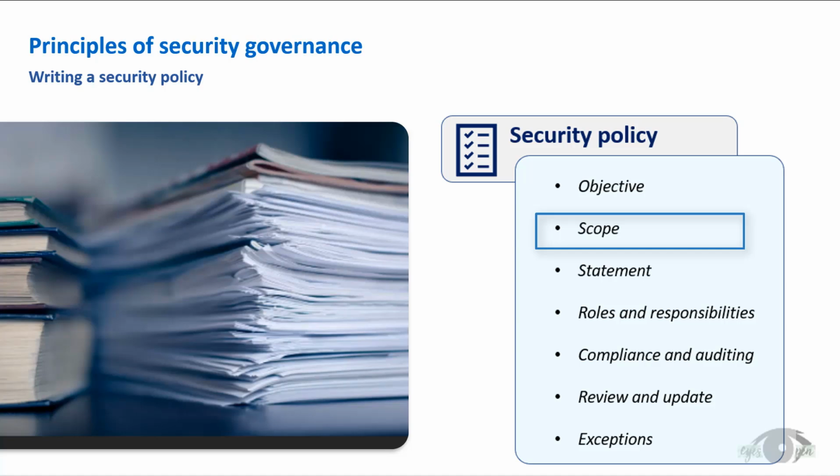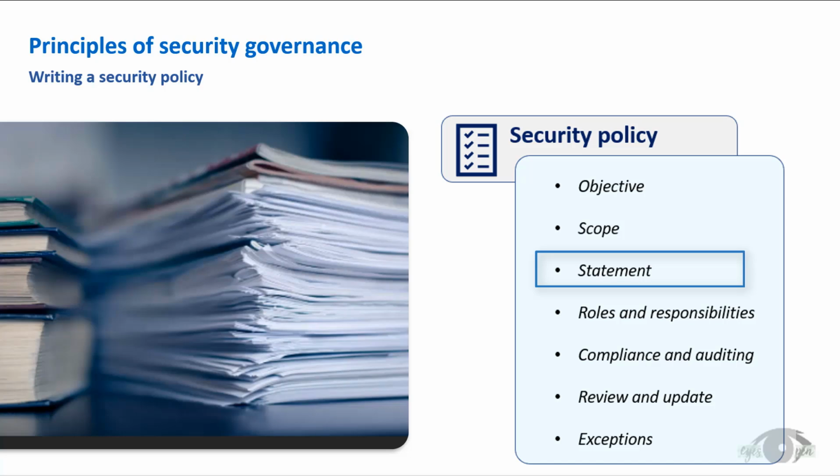Next, we can have policy statement. Once the readers of the policy understand its importance, they are made aware of the content of the policy. The security policy should include clear and specific security requirements for all of the organization's assets and systems. It can be presented in paragraph form, bulleted lists, or checklists.